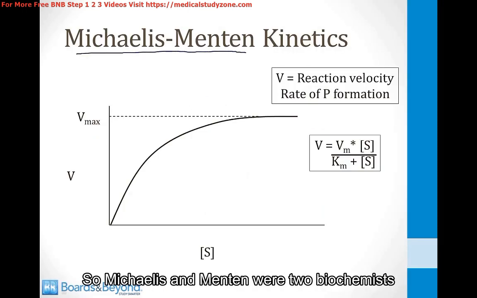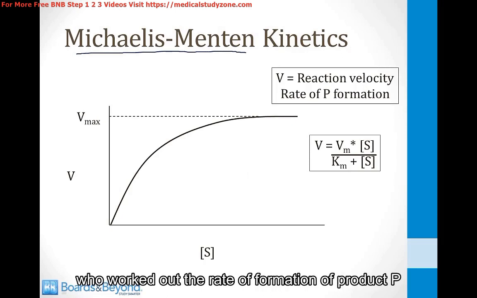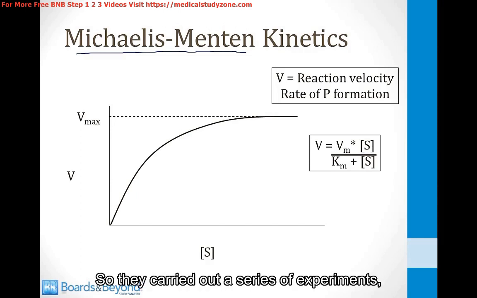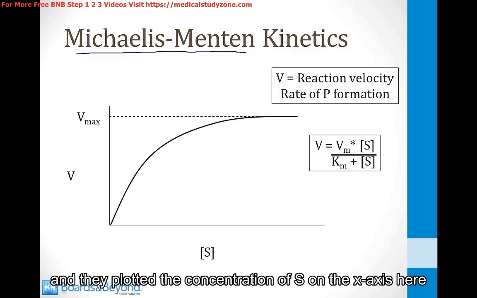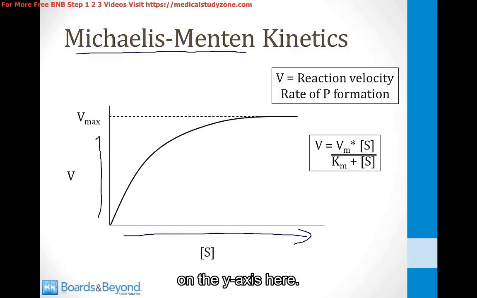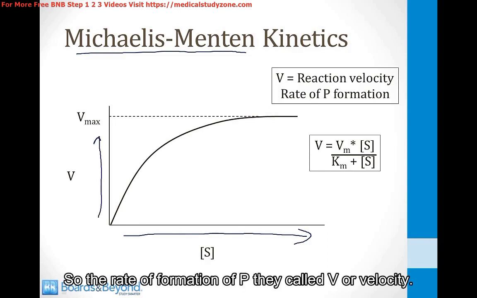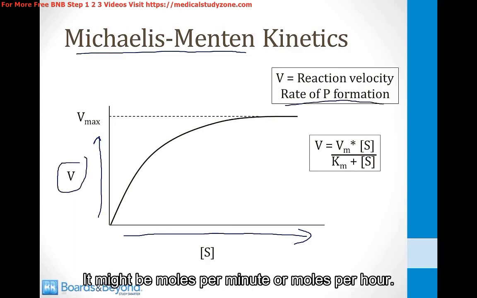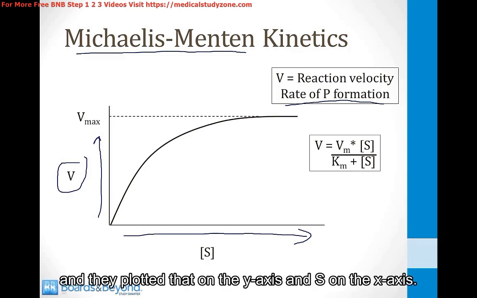Michaelis and Menten were 2 biochemists who worked out the rate of formation of product P as a function of the concentration of S. They carried out a series of experiments like what I just described, and they plotted the concentration of S on the x-axis here, and they plotted the rate of formation of P on the y-axis here. The rate of formation of P they called V, or velocity. That means how quickly P was being formed. It might be moles per minute or moles per hour. They called that the velocity of P formation, and they plotted that on the y-axis and S on the x-axis.